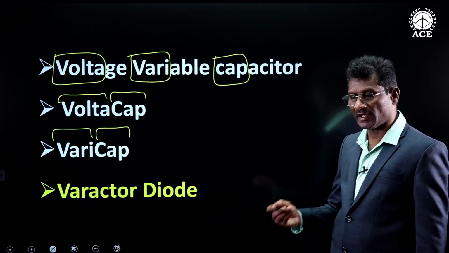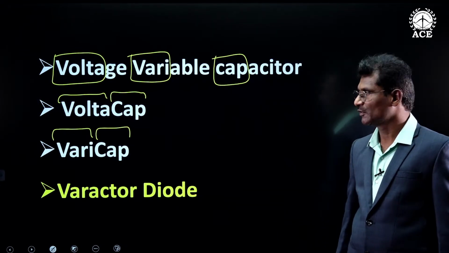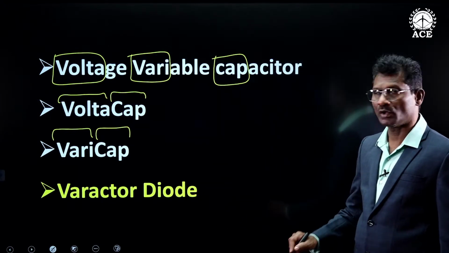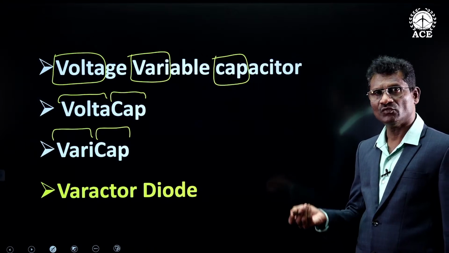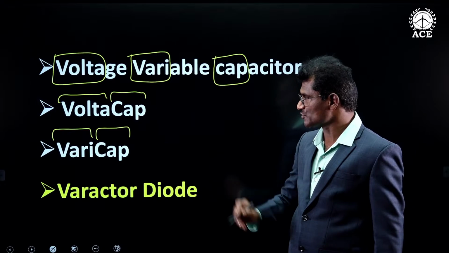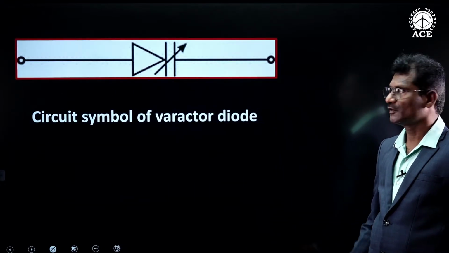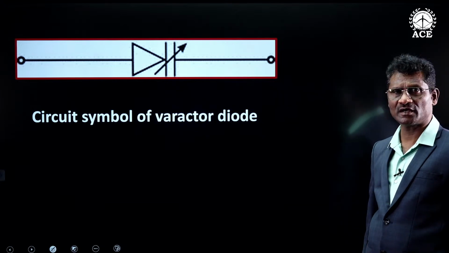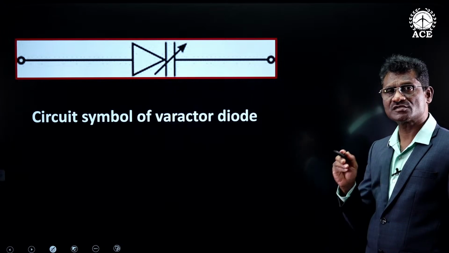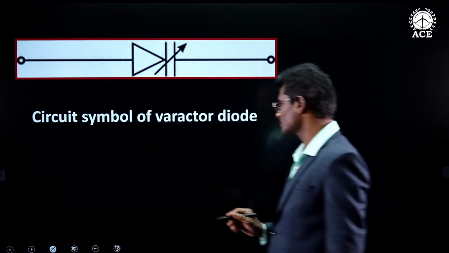Remember that names will also have a particular meaning. So varicap means variable capacitor. Volta cap means a capacitance which will vary with voltage. These are the different names. And this is the circuit symbol. It can be easily observed that the circuit symbol has been derived from the circuit symbols of PN diode and capacitance.